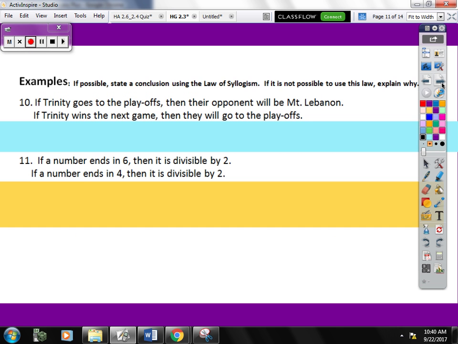Pause it. Now, the harder ones are, if possible, state a conclusion using the law of syllogism. If not possible, use the law to explain why. So this one says if Trinity goes to the playoffs, so I'm going to call that P, then, arrow, their opponent will be Mount Lebanon. Call that Q. It's different. Next sentence. If Trinity wins the next game, well, that's different than P and Q, so I have to call that R.